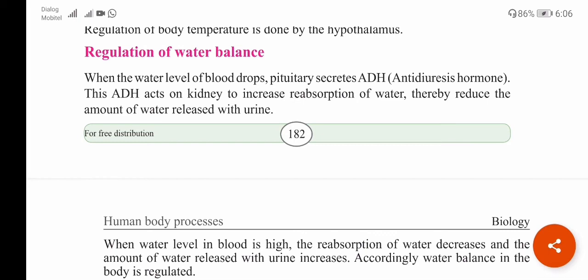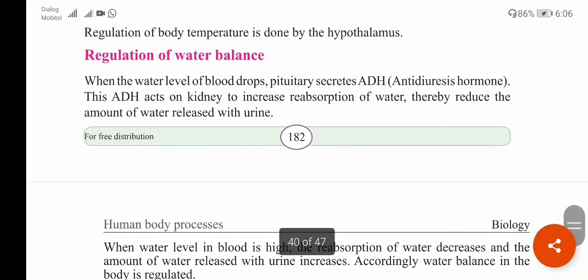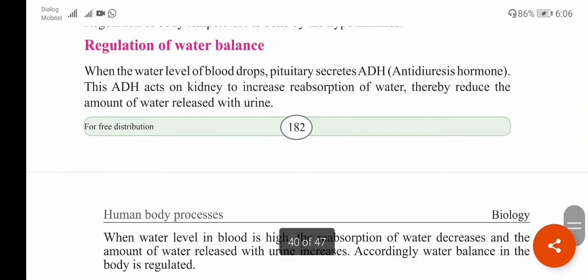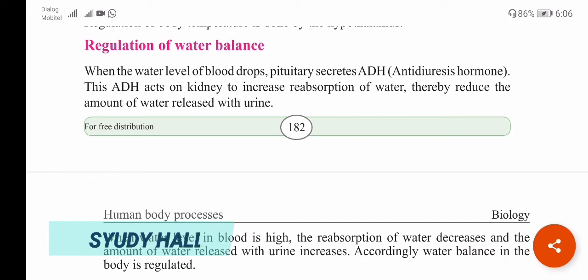When the water level in the blood is high, water should be removed. So the reabsorption of water decreases. When the reabsorption of water decreases, more water will be released with the urine. So when more water is released with the urine, the level will be managed. I think you have gotten a clear idea about homeostasis.